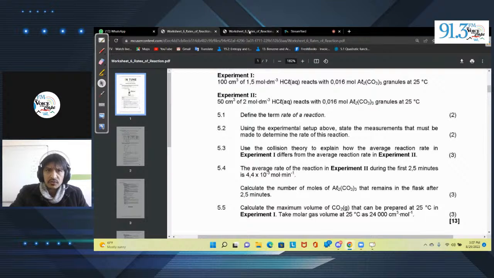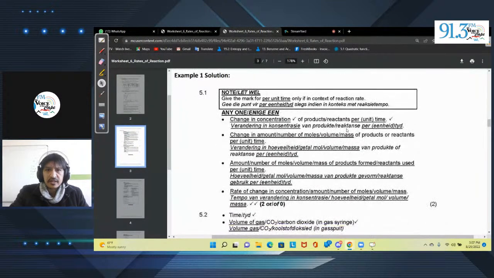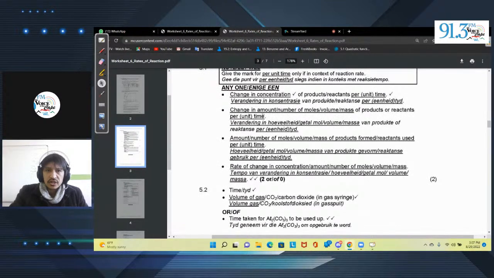Right? And we can look at the formal definitions that they give us here. So here they state change in concentration of products or reactants per unit time, or change in the amount or number of moles or volume or mass of products or reactants per unit time. Okay, so we have those two. And as we go on, we have more as well. Amount or number of moles or volume or mass of products formed or reactants used per unit time.